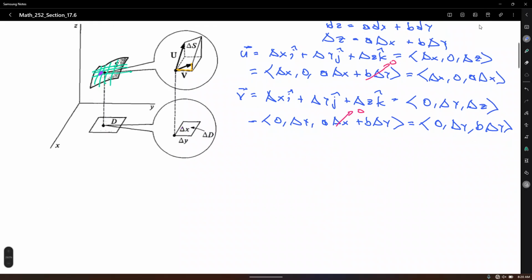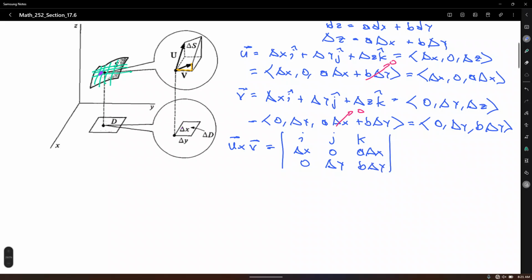So what are we going to do finally? Get the cross product between u and v. That is i, j, k. That is a vector 0, delta x, a delta x, and the second vector that's 0, delta y, b delta y.